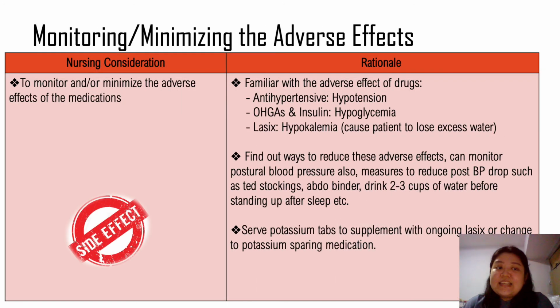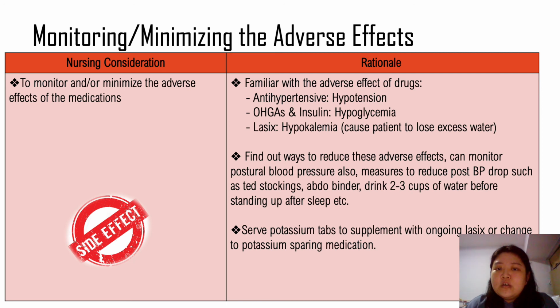Lastly, we need to monitor or minimize adverse effects of the medication. For antihypertensive patients, the usual adverse effect is hypotension. For insulin and OHGA, usually it is hypoglycemia. For Lasix, it's hypokalemia because it causes the patient to lose excessive water.